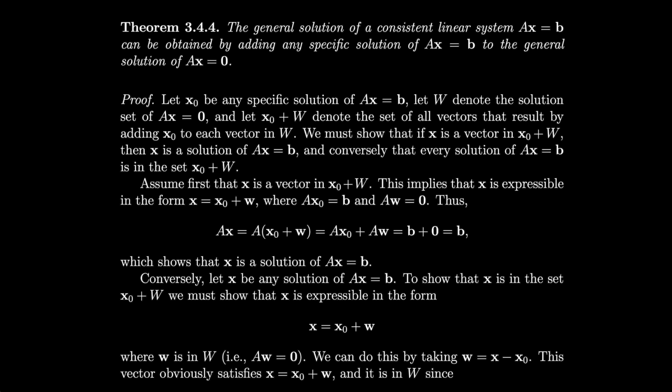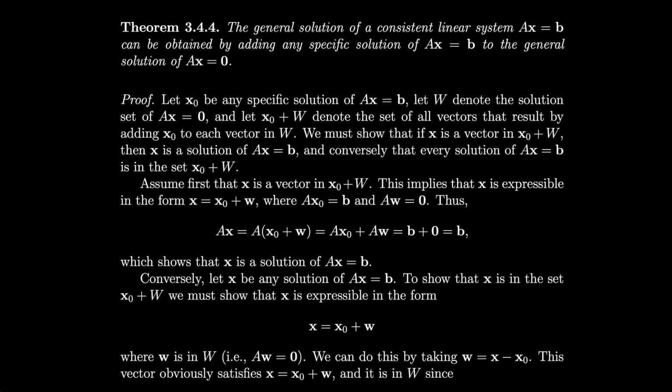How about we let x naught be any specific solution of Ax equals b? Basically we're saying, if we have something in terms of some parameter, like t, x naught could be a solution where t equals 1. We'd like to be able to get the general solution where t could be anything. So we'll let W denote the solution set of Ax equals 0, and we'll let x naught plus W denote the set of all vectors that result by adding x naught to each vector in W. We must show that if x is a vector in x naught plus W, then x is a solution of Ax equals b, and conversely that every solution of Ax equals b is in the set x naught plus W.